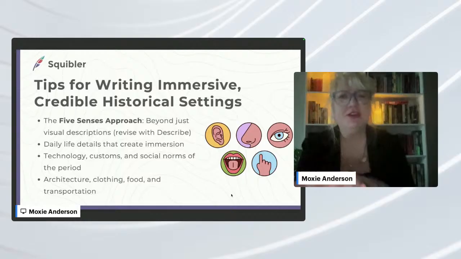So, if you're stuck thinking about visual things, consider the other four senses: sight, smell, taste, sound, touch. And you can also revise your sections using the describe function in Squibbler's AI.